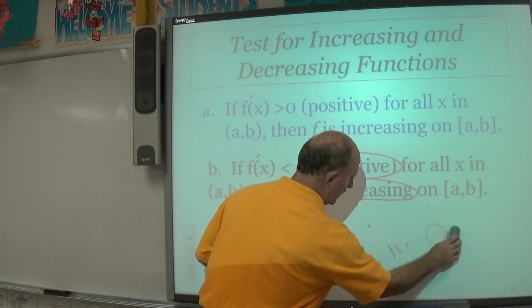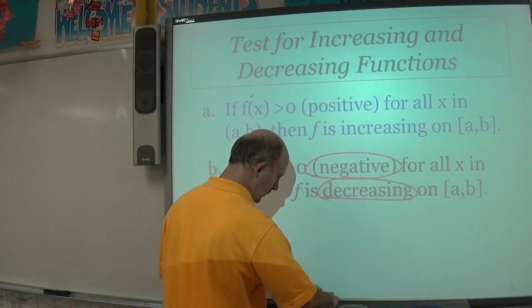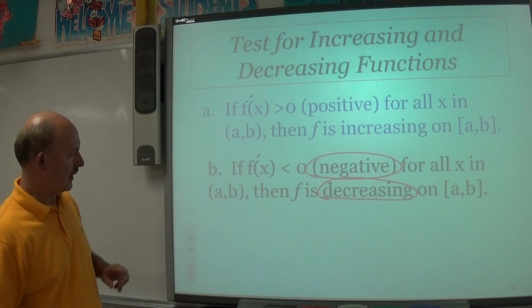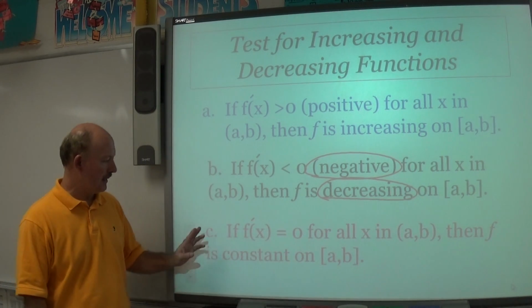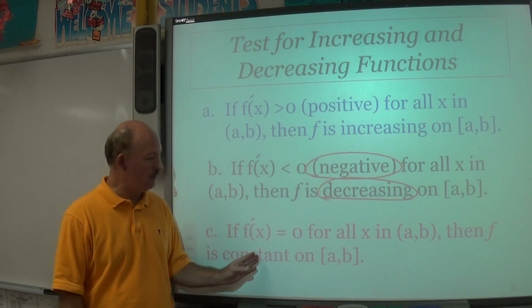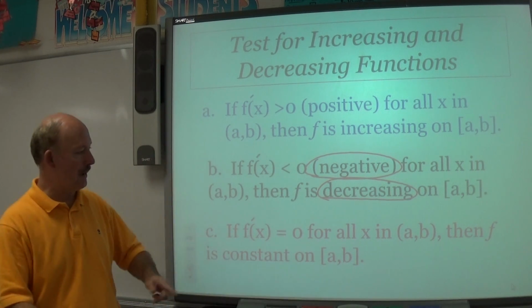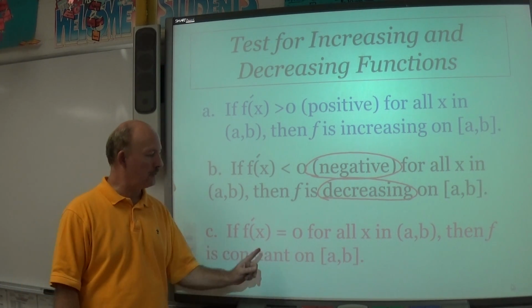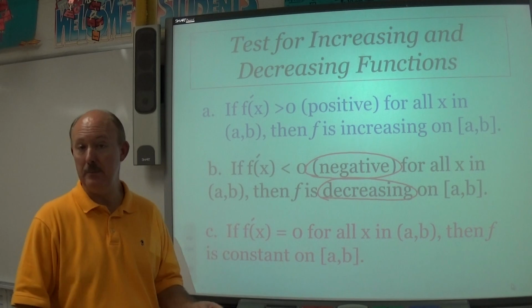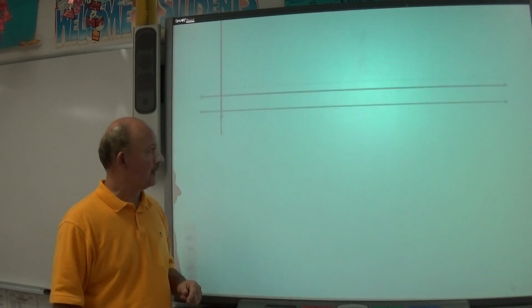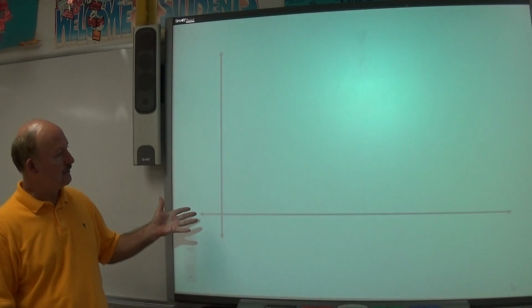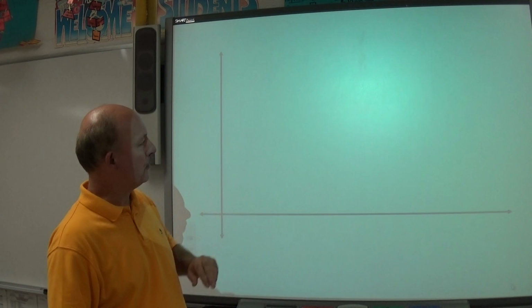And then last, part C. So the last thing I want to mention on our PowerPoint here, if the derivative is equal to 0 for all x on the interval from a to b, then f is constant on the interval from a to b. So that would be a critical point actually, wouldn't it? So let's get started. Let's take a look at a little example here.